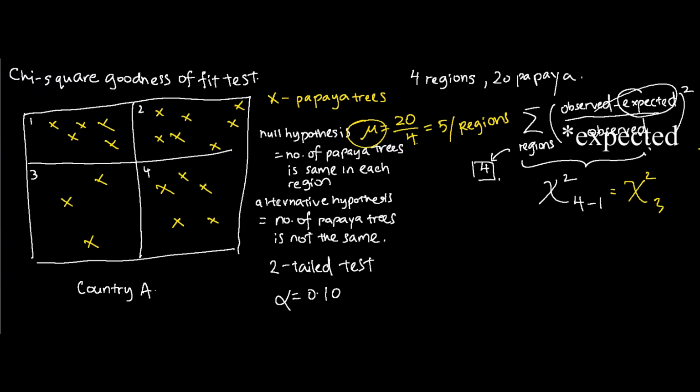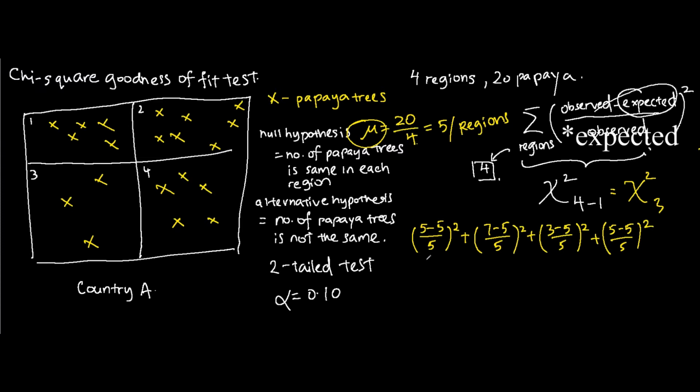So next thing, let's just calculate this value itself, the sum. So the first region, we have 5 observed papaya trees, and then we subtract away 5 expected in each region divided by 5. So the second region, we have 7 papaya trees, and then we subtract away 5 expected papaya trees divided by 5. And the third region would be, we have 3 observed papaya trees minus 5 divided by 5 squared. And the fourth region is 5 minus 5 divided by 5 squared.